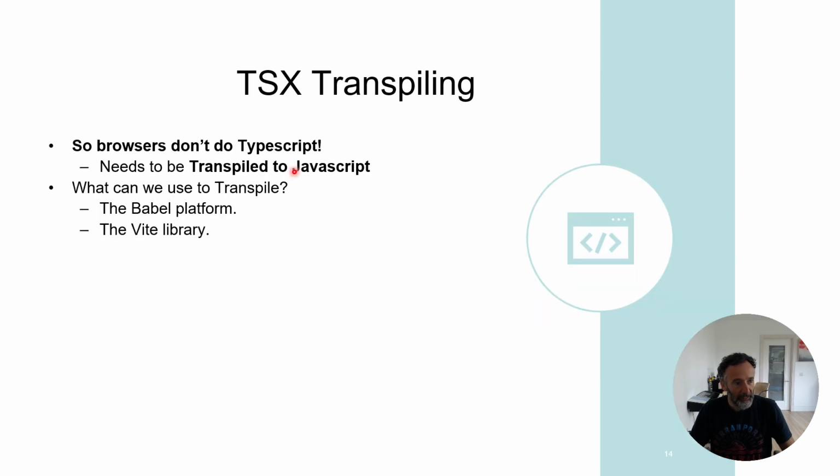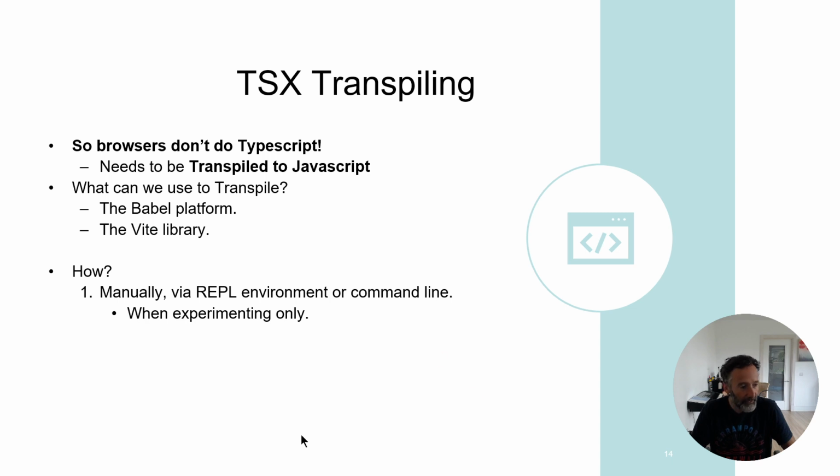So I talked about TSX transpiling. Browsers don't do TypeScript, so it needs to be transpiled into JavaScript. And I showed you a very simple example of that just previously. We can use the Babel platform or Babel libraries to do our transpiling for us if we want, or else we can use the Vite library. We can use the Vite library to do it.